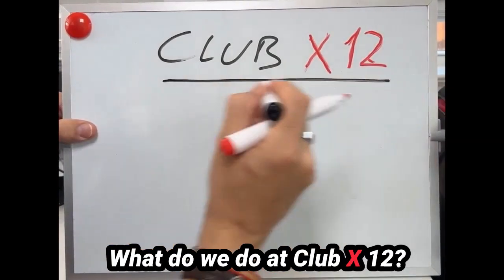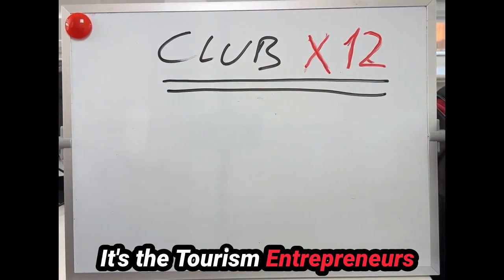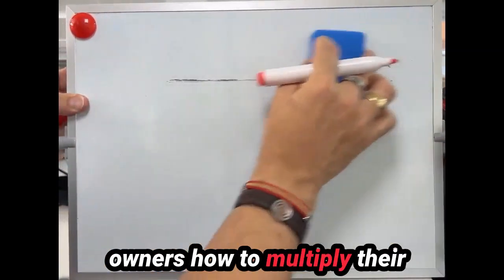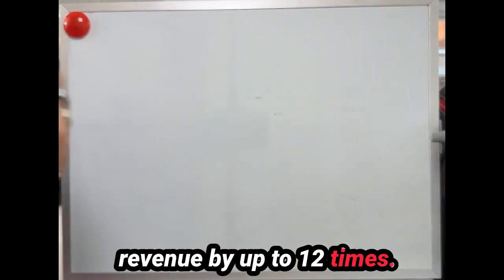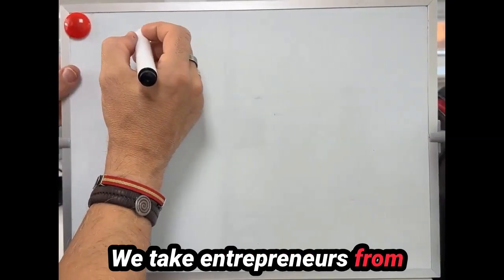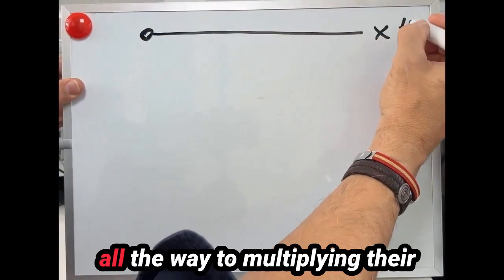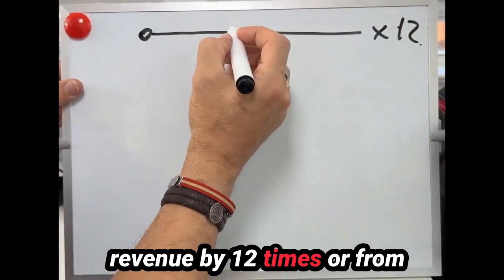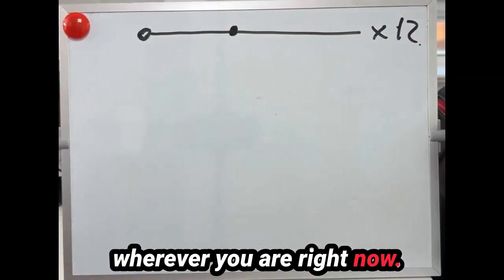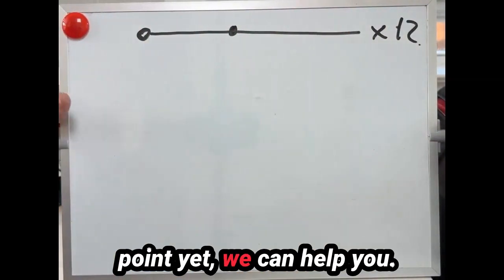What do we do at Club X12? It's the Tourism Entrepreneurs Club, where we teach business owners how to multiply their revenue by up to 12 times. We take entrepreneurs from the point where they start out all the way to multiplying their revenue by 12 times, or from wherever you are right now. If you haven't reached that point yet, we can help you.